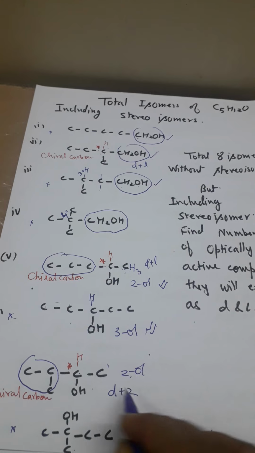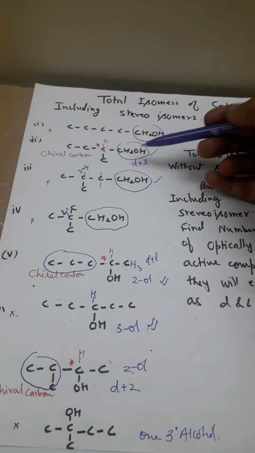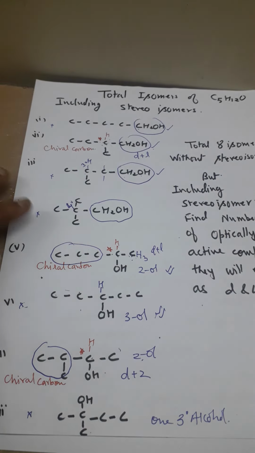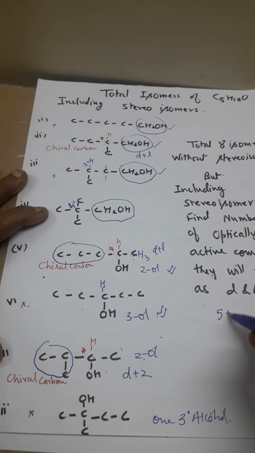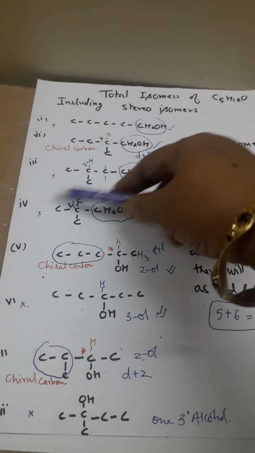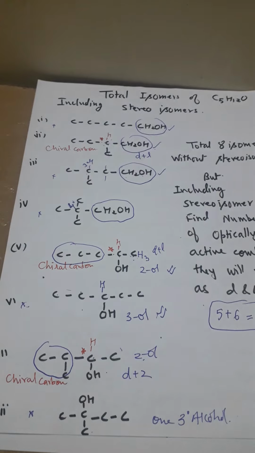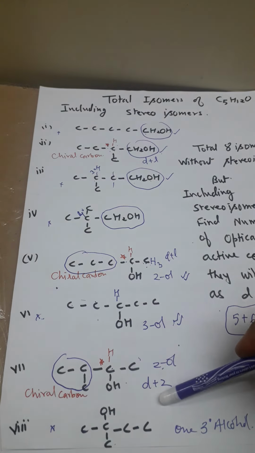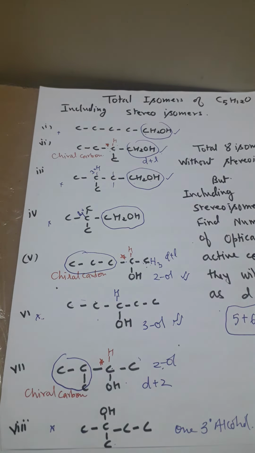So total 6: 2, how many times? 2 to 4 to 6, simple maths. 6 plus 5, 11. 5 optically inactive and 6 optically active, so we get 11 isomers in total, including stereoisomers. Excluding stereoisomers, we have to count only one time. We do not have to consider the D or L form. That is why I have written 8 first, because we are not considering stereoisomers at that point.